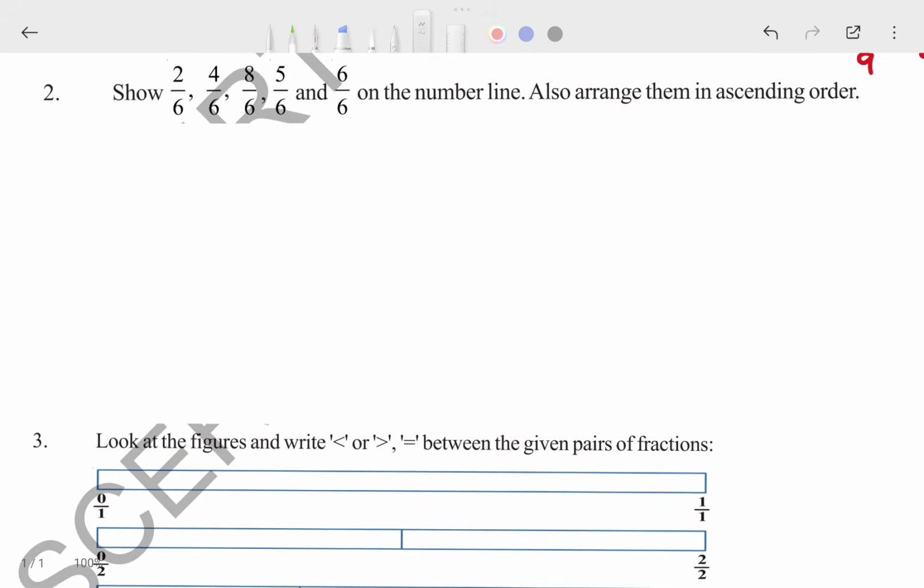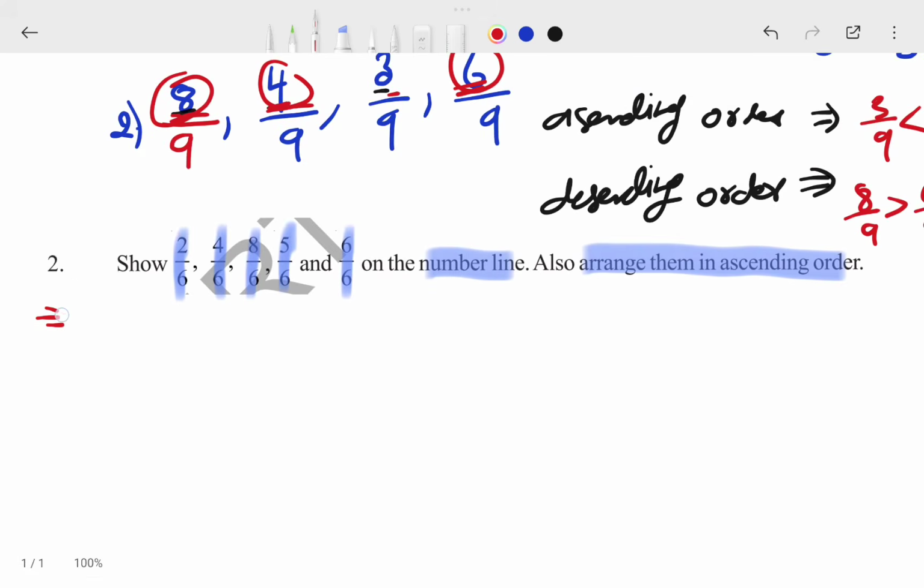So the second question is telling that 2 by 6, 4 by 6, 8 by 6, 5 by 6 and 6 by 6 on the number line, also arrange them into the ascending order. Okay, so first let's arrange this into the ascending order only. So if you look at these questions, we have numbers like this one and we have to put these numbers in ascending order. After putting it into the ascending order, we have to plot these numbers on the number line.